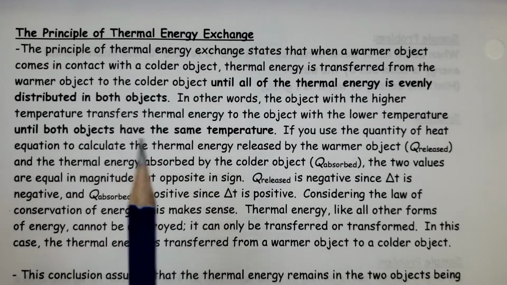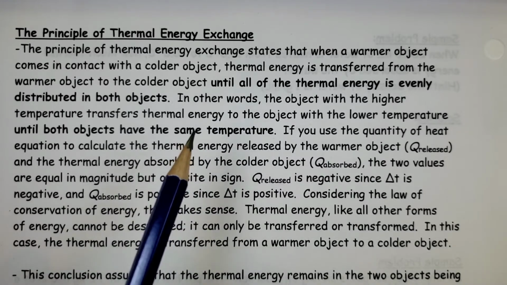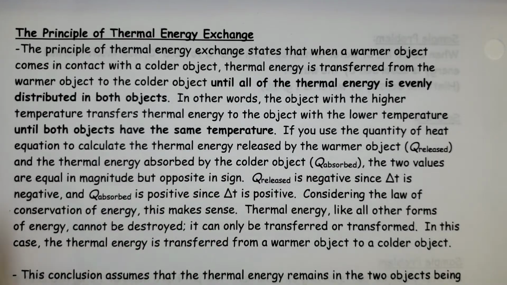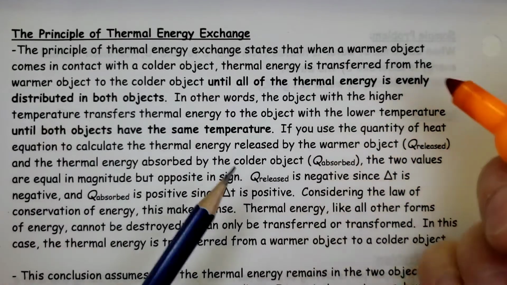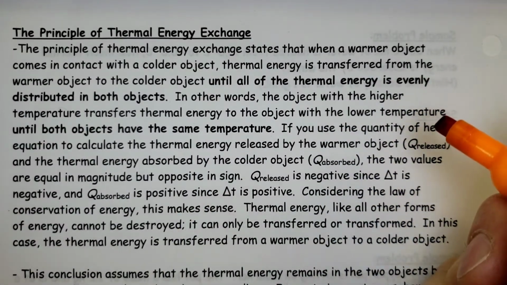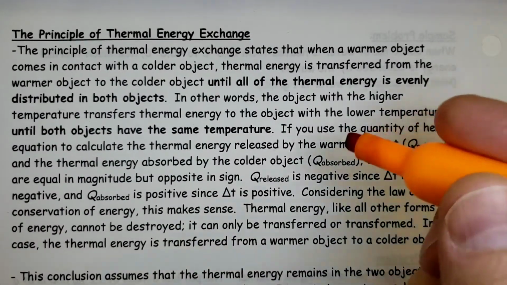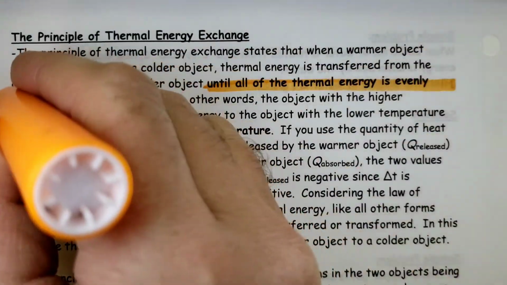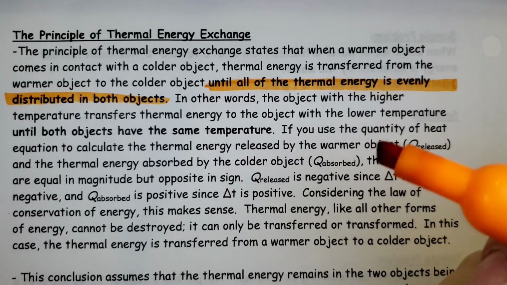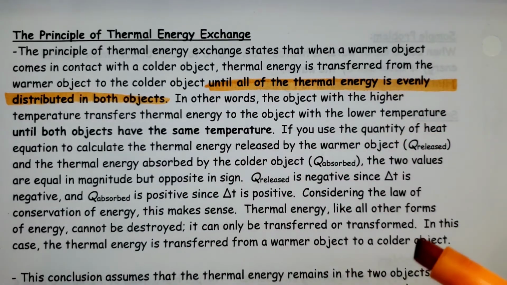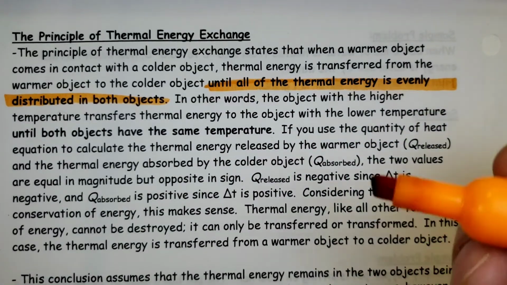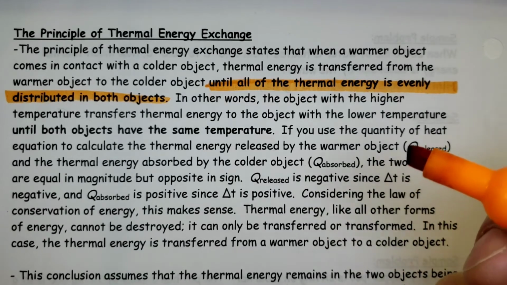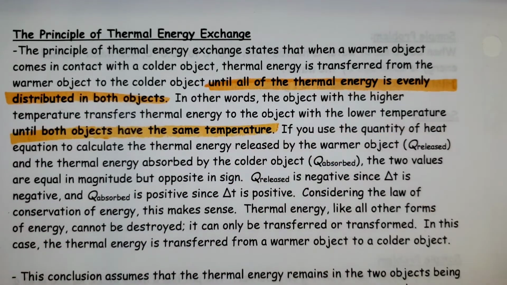So the principle of thermal energy exchange states that when a warmer object comes into contact with a cooler object, thermal energy is transferred from the warmer object to the colder object until the energy is evenly distributed to both objects. In other words, the object with the higher temperature transfers energy to the object with the lower temperature until they both have the same temperature.